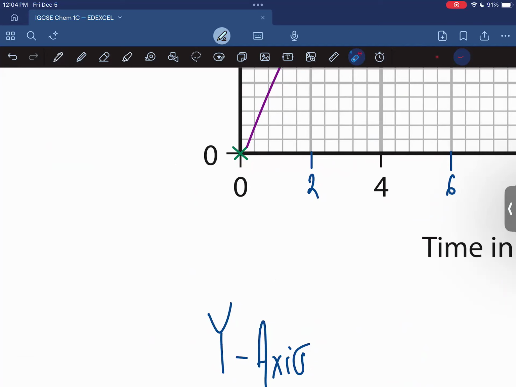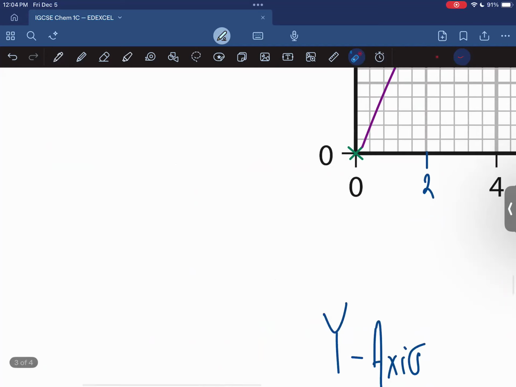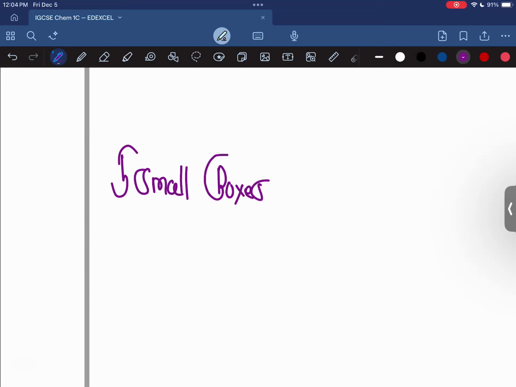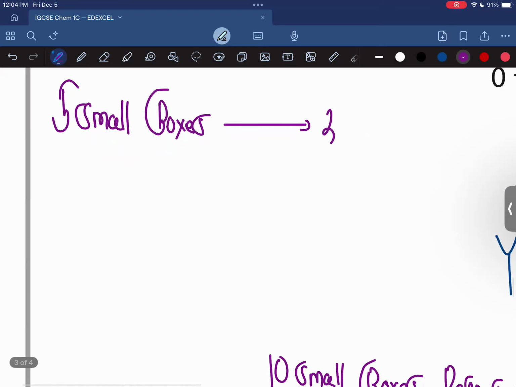So let's again use that unitary method. 5 small boxes represent 2. So 5 small boxes represent 2. One small box represents what? 2 by 5.